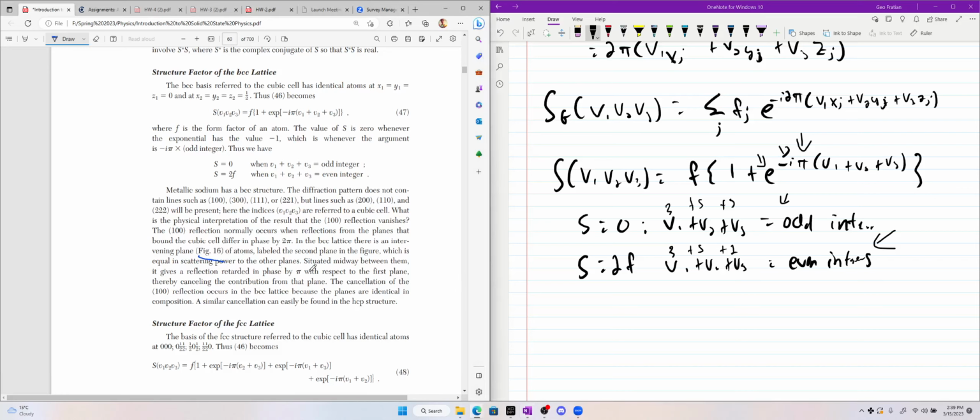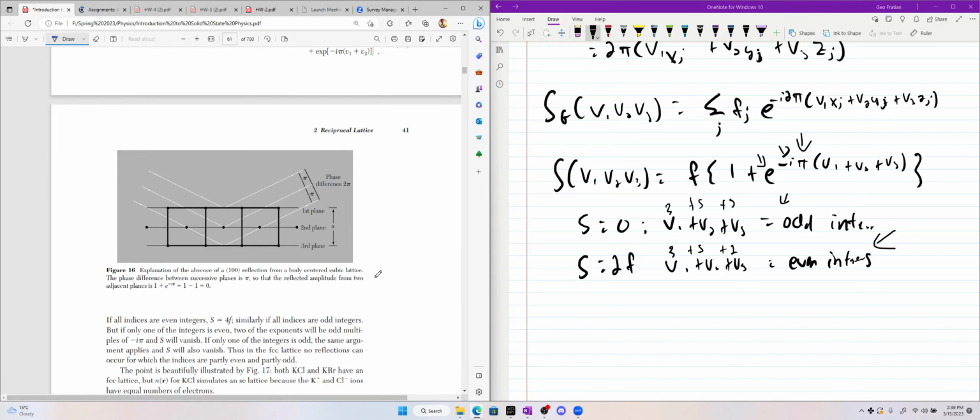So let's look at figure 16 real quick. Here we see we have a phase difference of pi, so they get canceled out. So we have the 1, 0, 0 reflection from a body-centered cubic. The phase difference in successive planes is pi, so the reflected amplitudes from two adjacent planes cancel, and we get a contribution of 0 between the two. So these two screw each other over, basically.